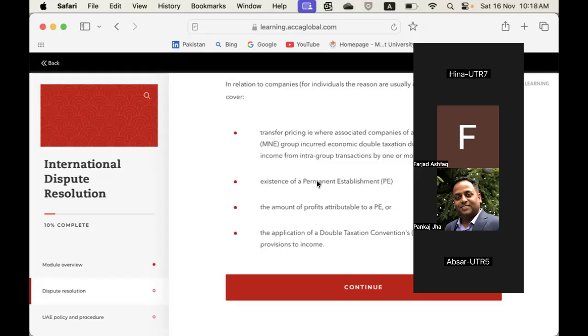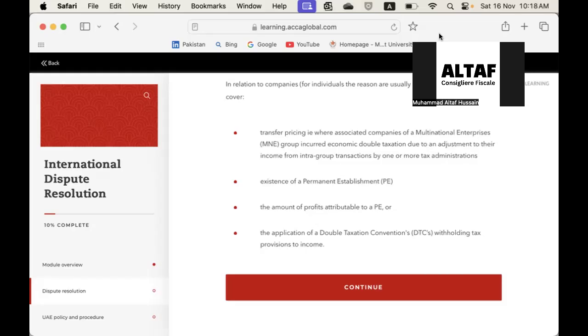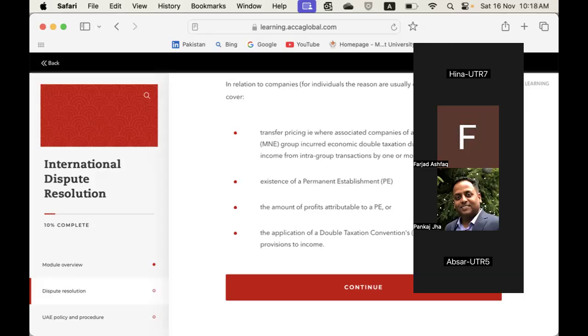Anyways, the second aspect that has been mentioned here is the existence of a permanent establishment. So, my question would be to other than Haya, someone can answer this. What exactly is a permanent establishment? Can somebody repeat the concept? Apsar or Pankaj or Hina or Farjad? Anyone?